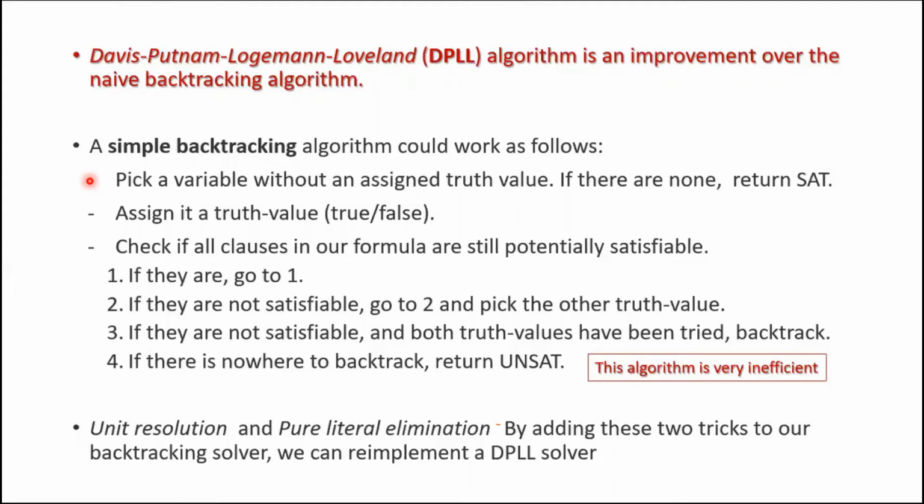Then we check if all clauses in our formula are still potentially satisfiable. If they are, we go to step 1. If they are not satisfiable, go to step 2 and pick the other truth value. If they are not satisfiable and both truth values have been tried, backtrack. If there is no way to backtrack, we return unsat, that the formula is unsatisfiable. Now, clearly, this algorithm is very inefficient.